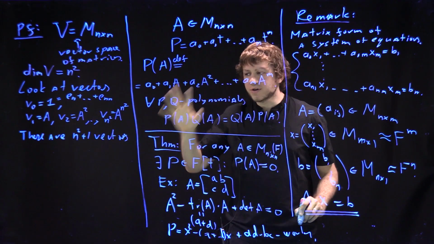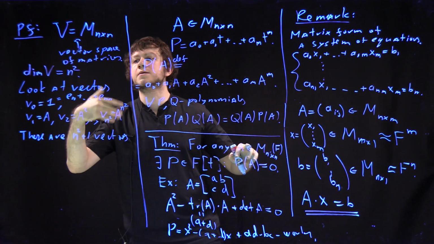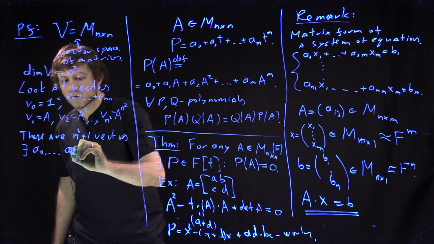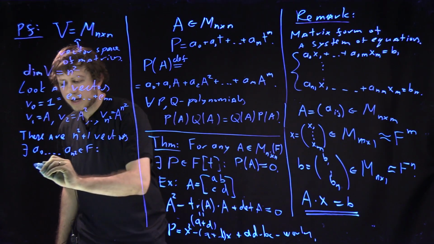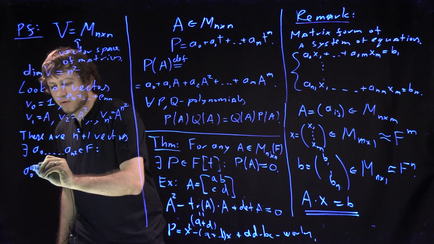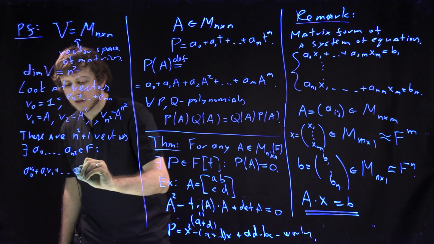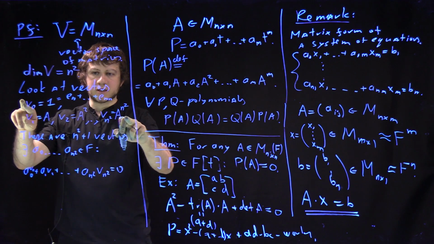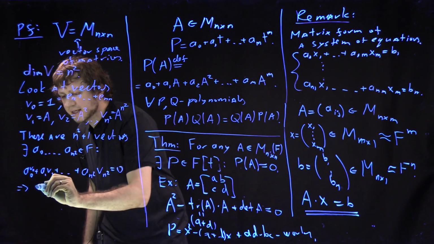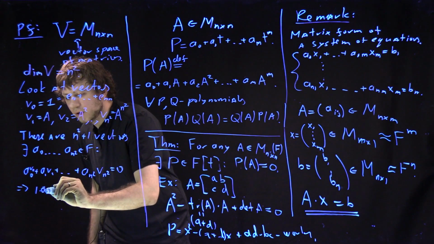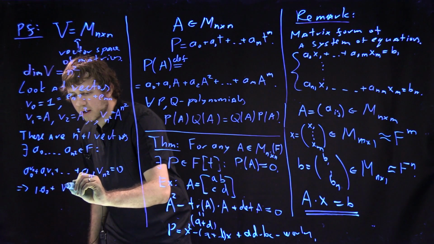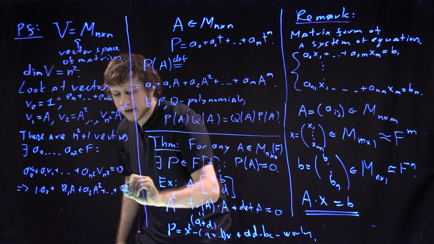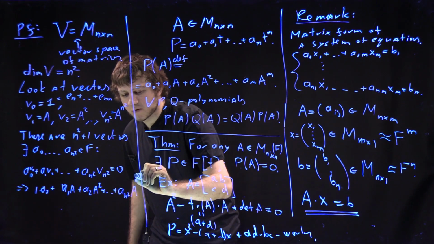And remember, every time you have a collection of vectors whose number is bigger than the dimension, they have to be linearly dependent. So there exist numbers a0 up to a_{n squared} in F, such that a0 v0 plus a1 v1 plus and so on plus a_{n squared} v_{n squared} equals 0. So a linear combination of these vectors vanishes. But this just implies that a0 times 1 plus a1 times A plus a2 times A squared plus and so on up to a_{n squared} times A to the power n squared vanishes.